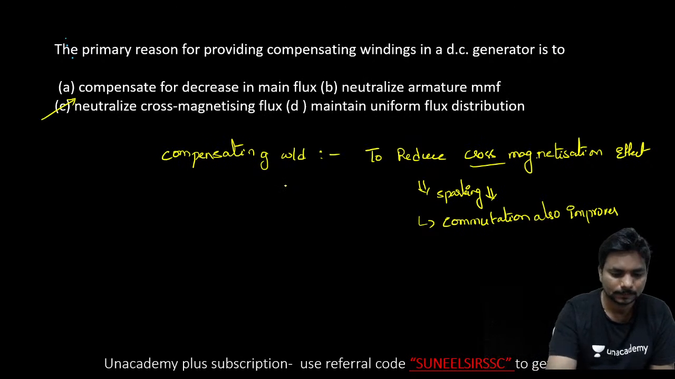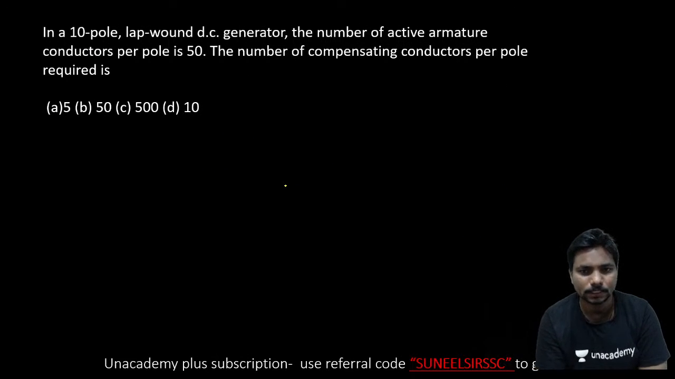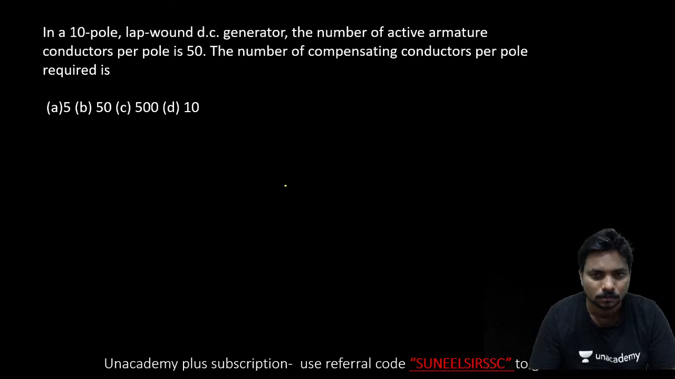Coming to the next one. In a 10-pole lap-wound DC generator, the number of active armature conductors per pole is 50. The number of compensating conductors per pole required is dash. Just 3 minutes back I have given the formula for compensating conductors per pole.